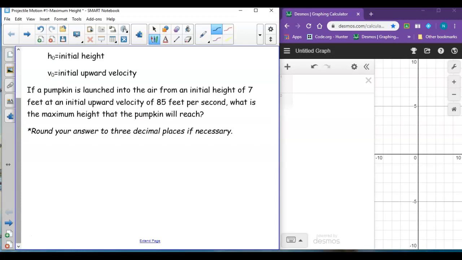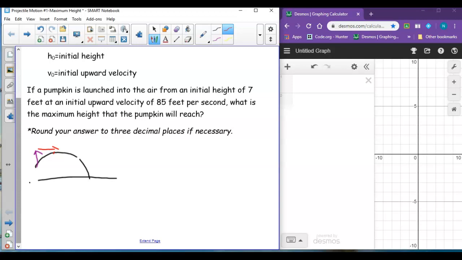When you launch a pumpkin into the air, it's going to follow a path something like this, and then it's going to hit the ground. You have two directions that pumpkin is traveling. It is traveling vertically, so it's traveling up, at least at first, and then it's also traveling horizontally. So this initial upward velocity is the part of the velocity that's going upward. It's a little bit hard to figure out because if you shoot a radar gun at this pumpkin, it's going to give you total velocity.